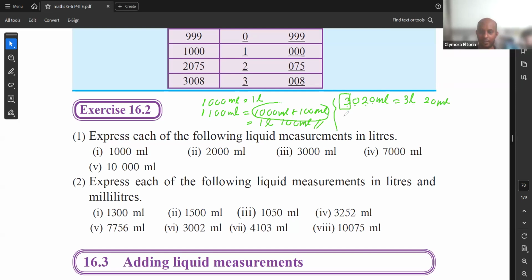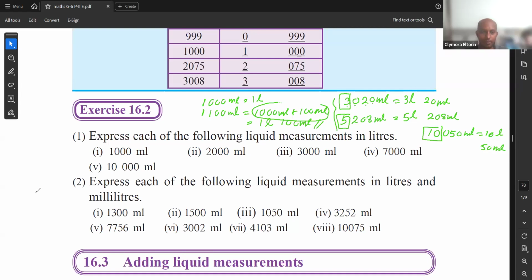Here's another example. 5,208. What is the thousands place here? 5. So we can write that as 5 liters and 208 milliliters. And there's another one. Okay, look at this. 10,050 milliliters. If it's given like this, how do we do that? This is the easiest way. From the 1,000 place, we need to separate now. Okay, separate like this. What's that here? 10 liters and 50 milliliters.